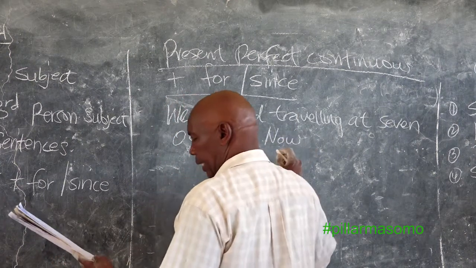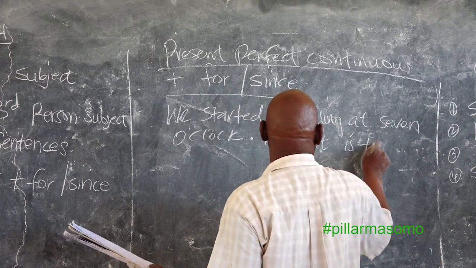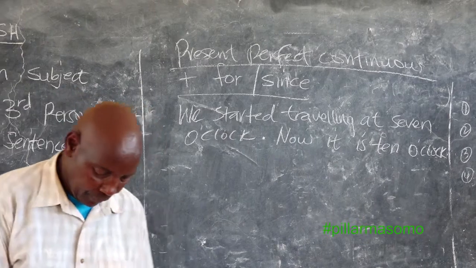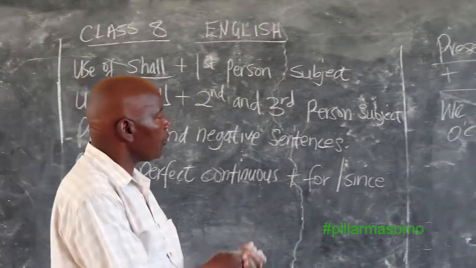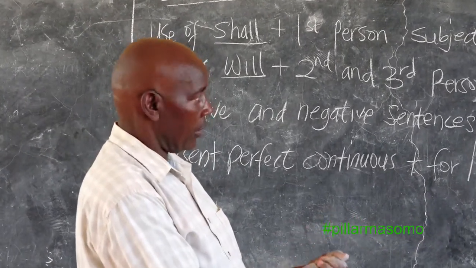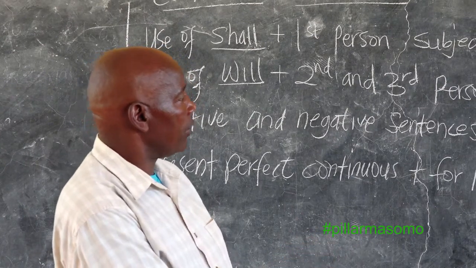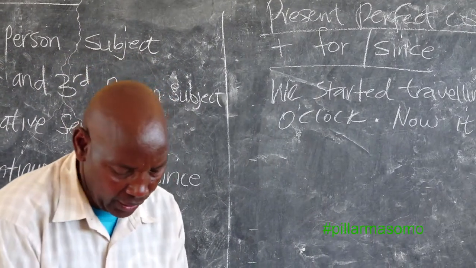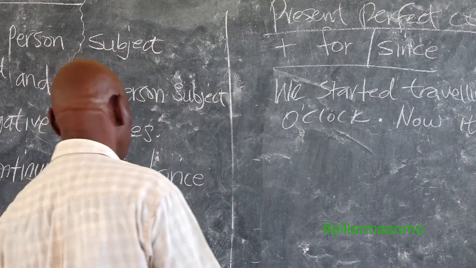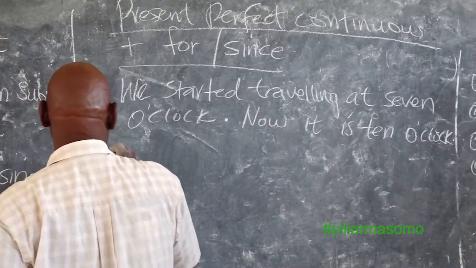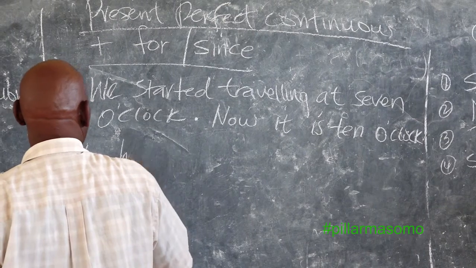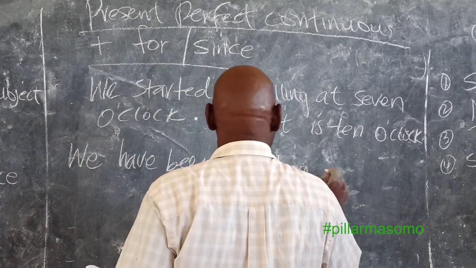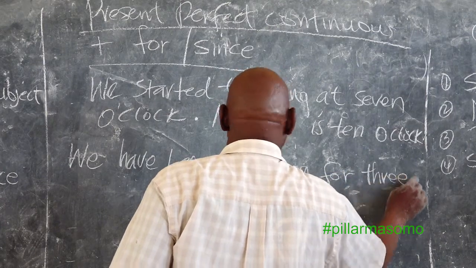Now, it is 10 o'clock. These are two sentences. We started traveling at 7 o'clock. Now it is 10 o'clock. Present perfect continuous plus for. On these two sentences, we can also say, we have been traveling for 3 hours.